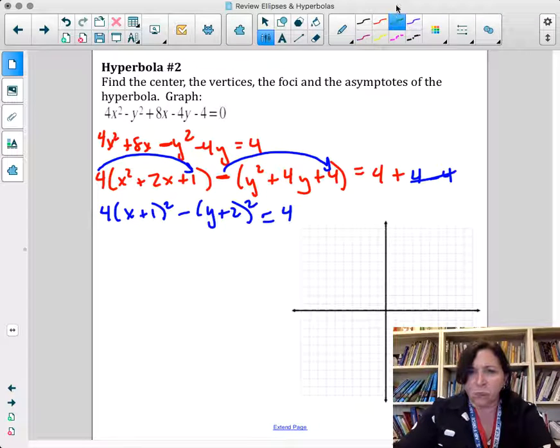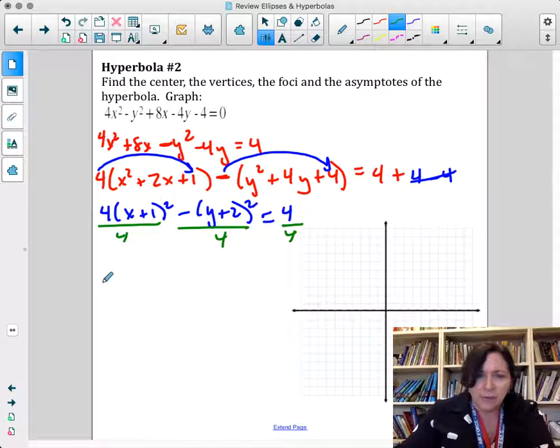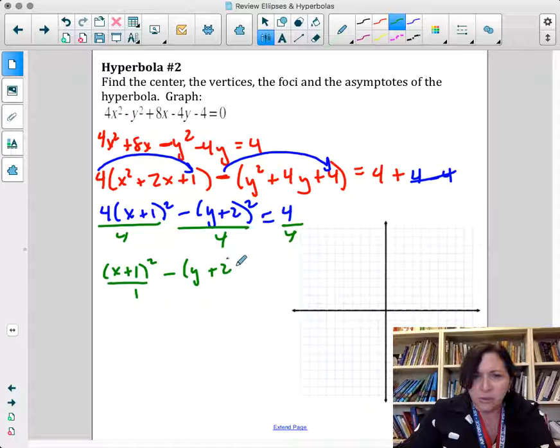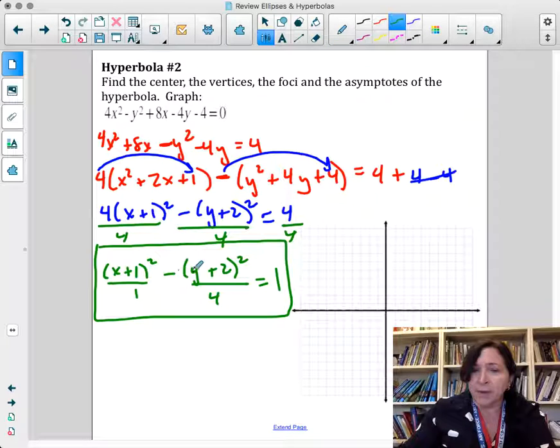Remember, for standard form, you do need there to be a 1 here, but also no values in front other than the negative sign. No values in front. So we're going to divide everything by 4. So divide by 4, divide by 4. And so we're going to get 4 divided by 4 is 1. So we're going to get x plus 1 quantity squared over 1 minus y plus 2 quantity squared over 4 is equal to 1. So this is the standard form for my equation of my hyperbola.